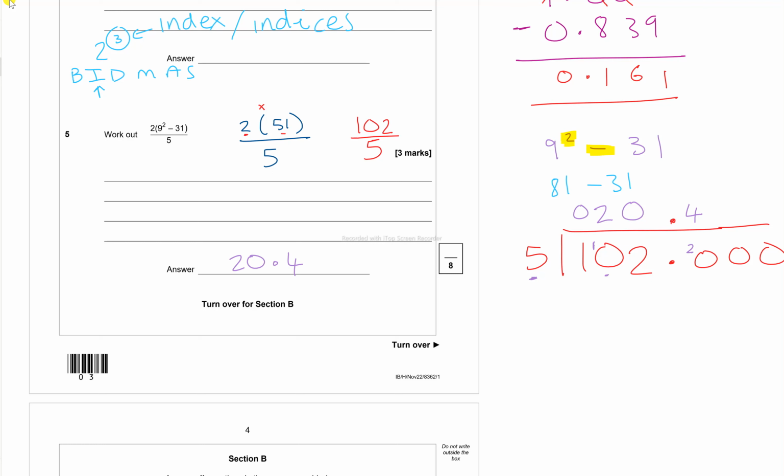Why does that not look right? Yeah, obviously it's blind as a bat. Right. 81 take away 31 is 50. That's why it didn't look right, it's 50, not 51. Let me just undo that. I wrote 51 there. I should have written 50. So now just put that aside. 2 times 50 is 100. 100 divided by 5, and then we know that's 20.